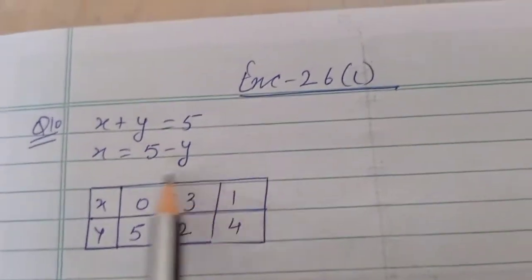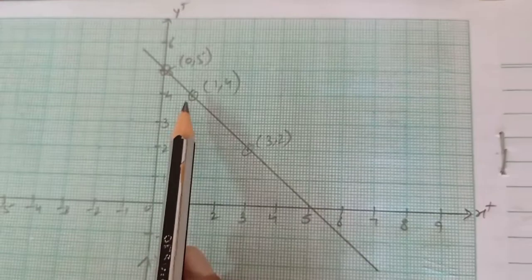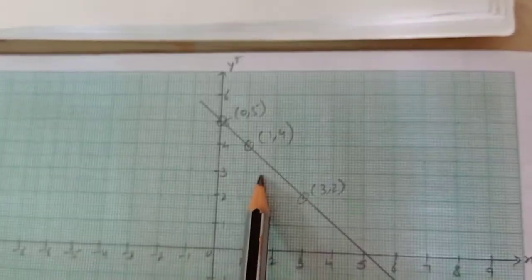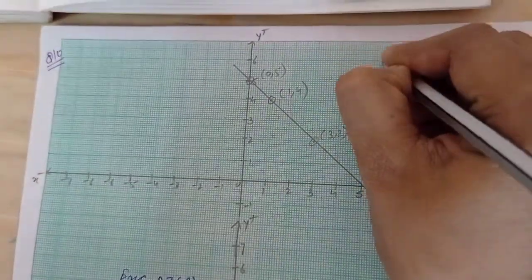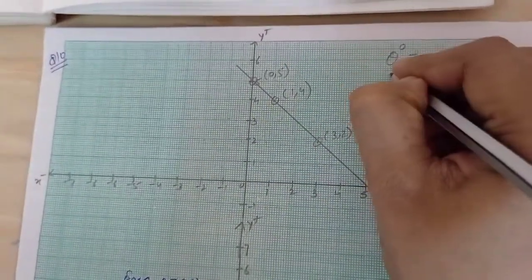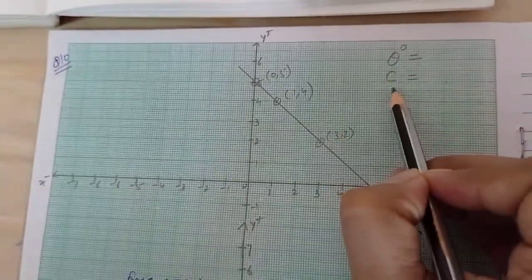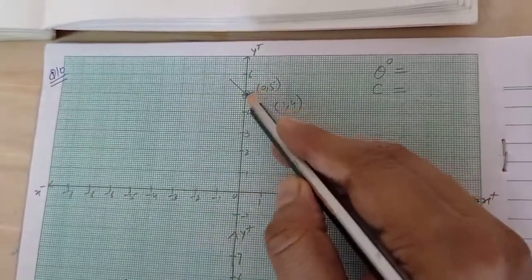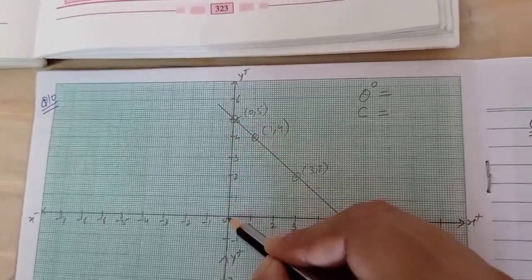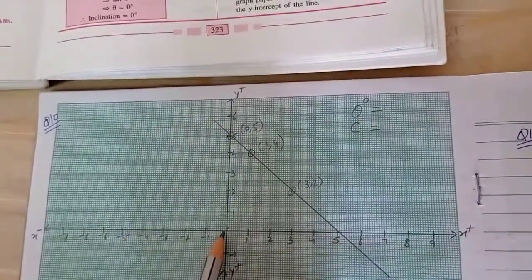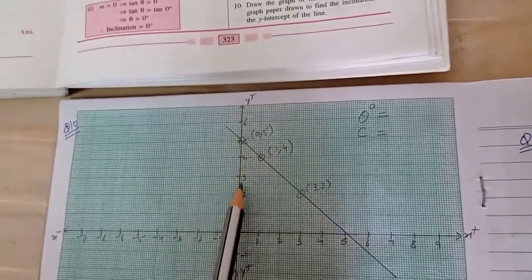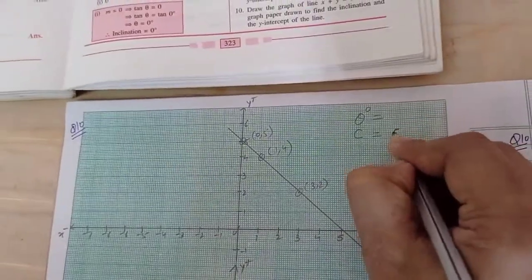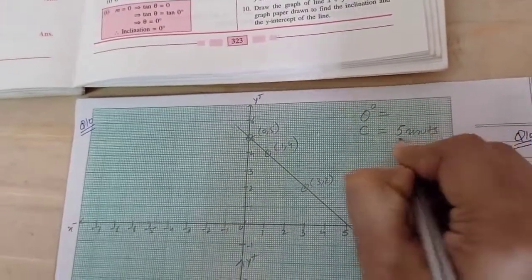See students, I got the points and I plotted these points on the graph. Clear? Now using this graph, we have to find the inclination and y-intercept. Inclination means theta, you have to find out, and y-intercept means c. As I told you, what is y-intercept? The distance of the line meeting the y-axis from the origin. This is the origin, clear, and the line is meeting over here with the y-axis. So count what is the distance? 1, 2, 3, 4, 5. Y-intercept is 5 units. Clear?